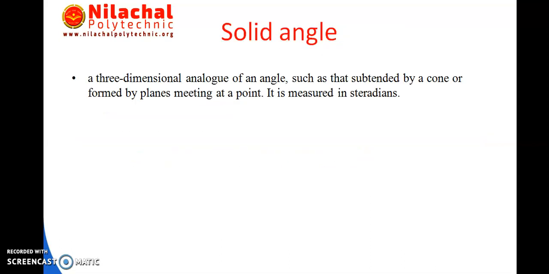The next term is solid angle. What is solid angle? We will discuss solid angle. The definition says it is a 3-dimensional analogue of an angle, subtended by a cone or formed by planes meeting at a point, and it is measured in steradians. Basically the unit of angle is radian, but the unit of solid angle is steradian. This is an important thing.